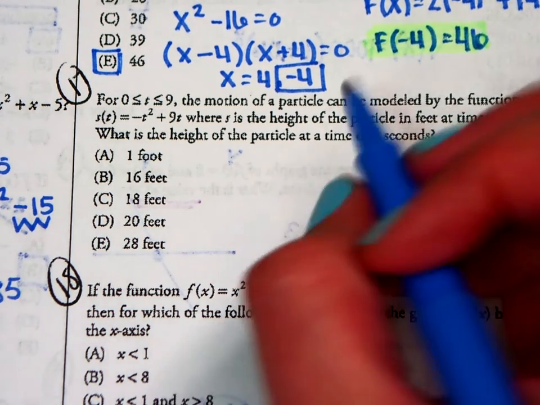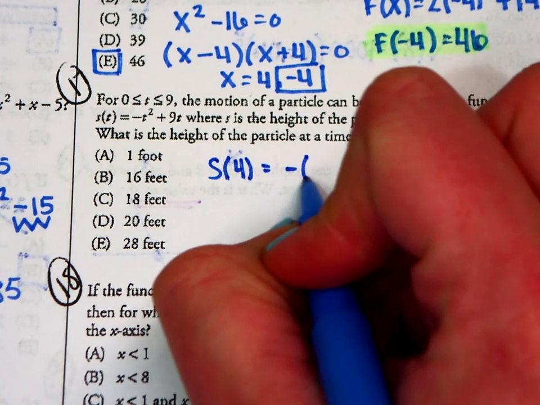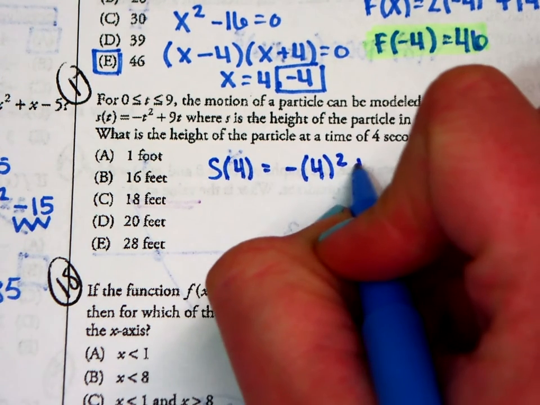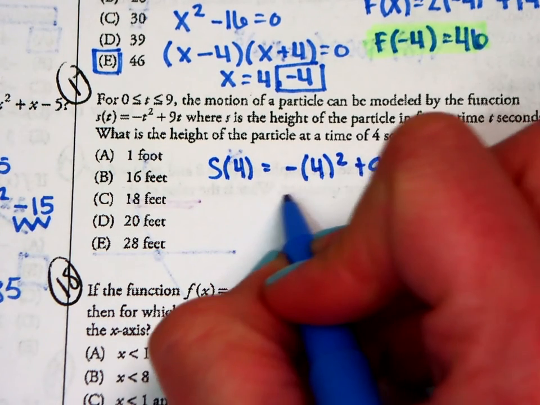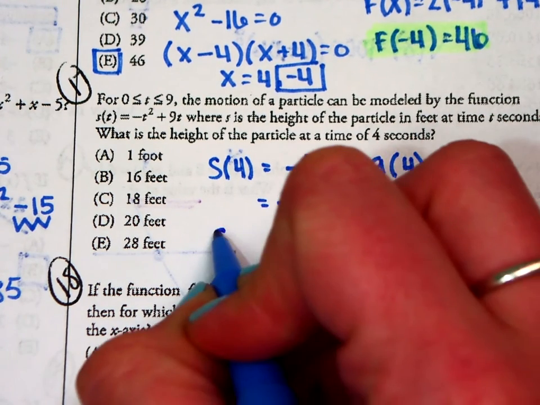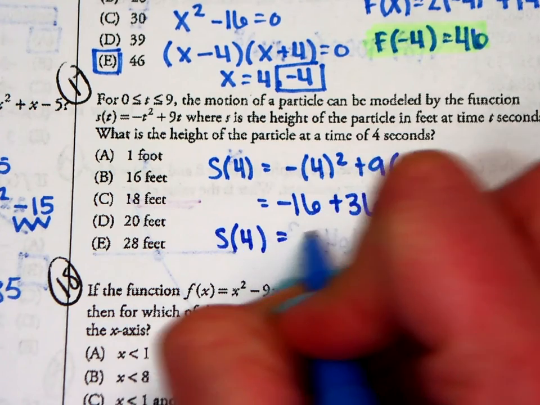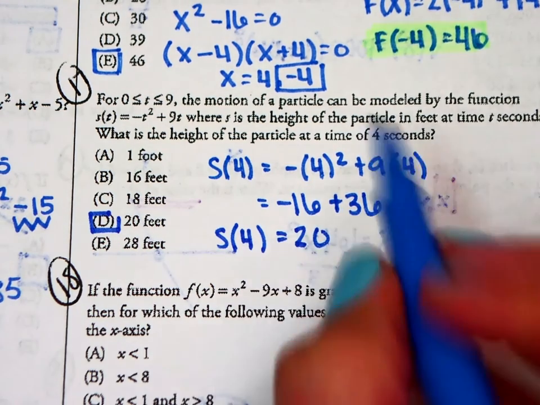All you're going to do is this now becomes s of 4. So -4 squared plus 9 times 4. 4 squared is 16, so this becomes -16 plus 36. So s of 4, so at 4 seconds, the height of the particle is 20 feet.